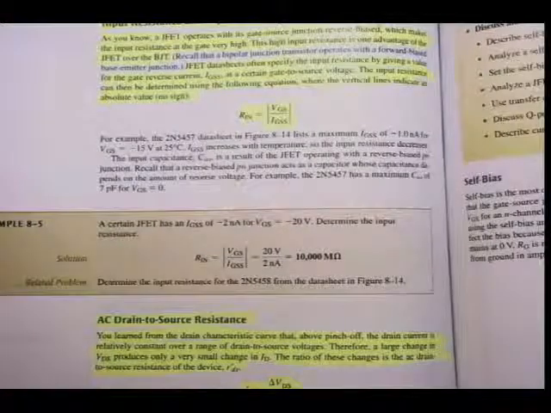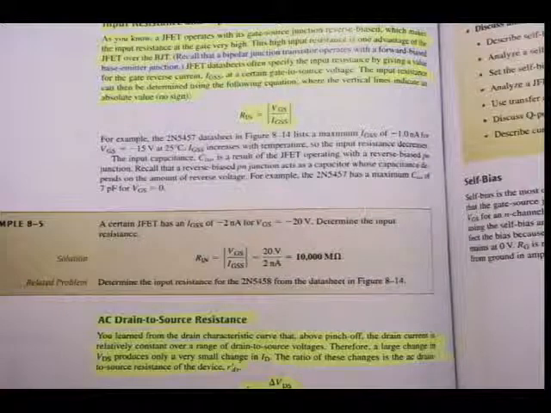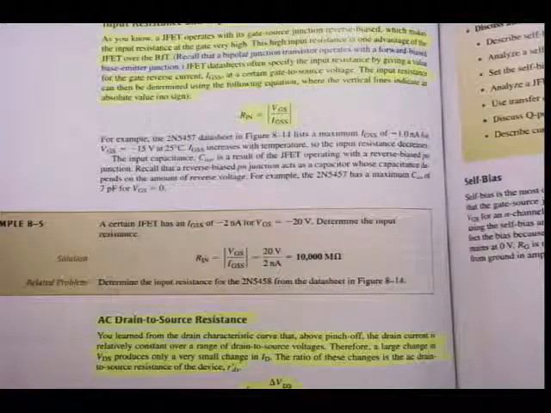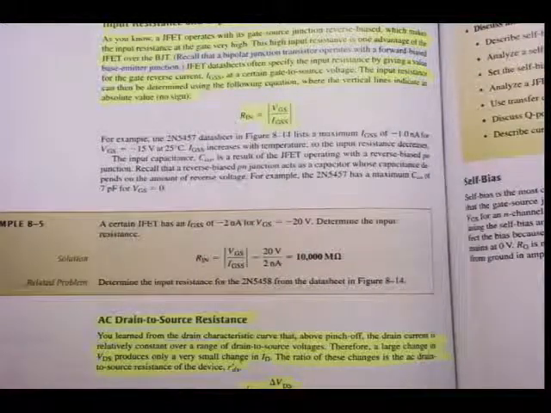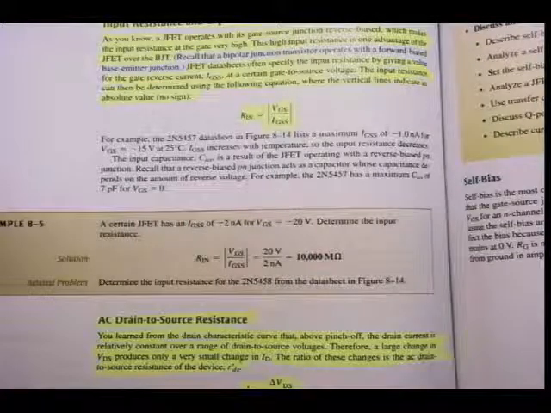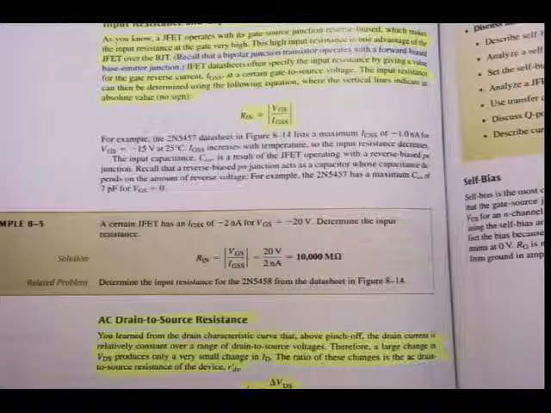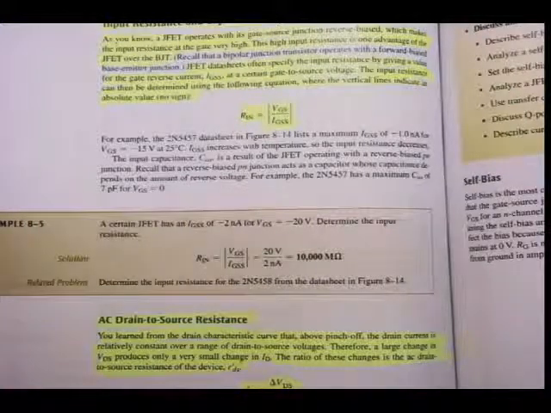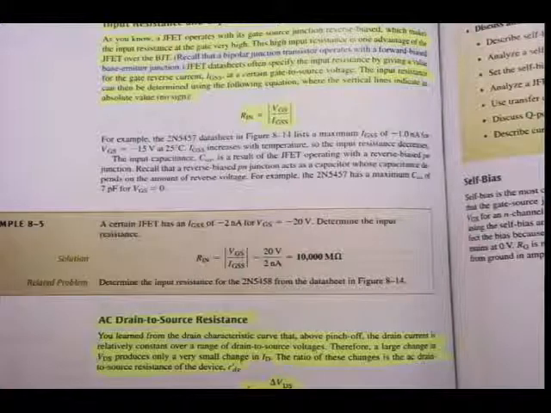Example 8.5. A certain JFET has an IGSS of minus 2 nanoamperes for VGS of minus 20 volts. Determine the input resistance. Just apply the formula, and please note that it's 10,000 mega ohms. It's an American book. That is 10,000 mega ohms. They're not using the metric system.